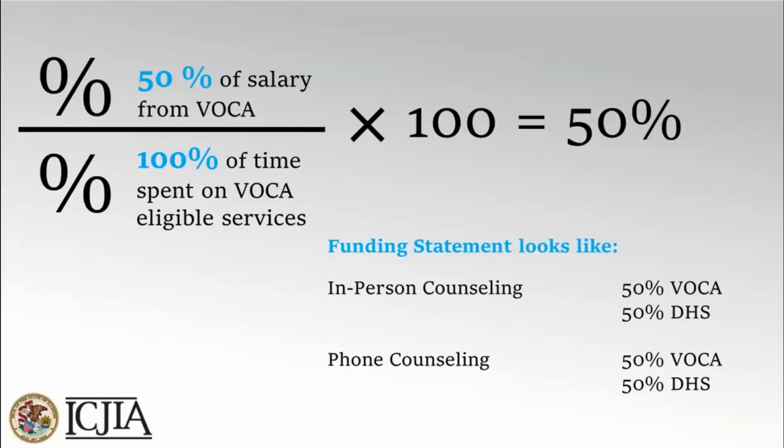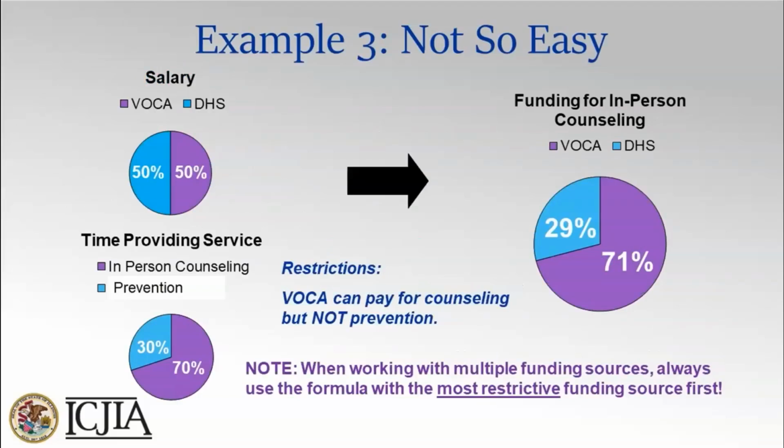Okay, so moving up in difficulty. Here's an example where the funding, or how this person is paid, is the same as in the previous example: 50% VOCA, 50% DHS. The time, how this person spends their time, looks a little different. 30% of this person's time is spent doing prevention work, and the other 70% of their time is spent on in-person counseling. And just a note about staff, how they spend their time.